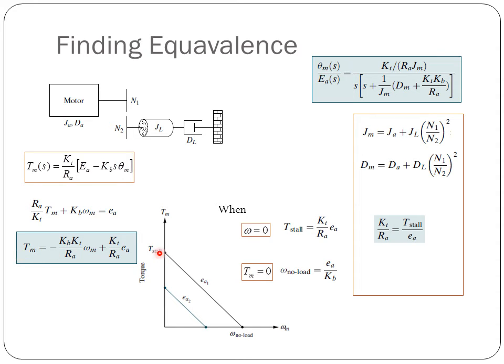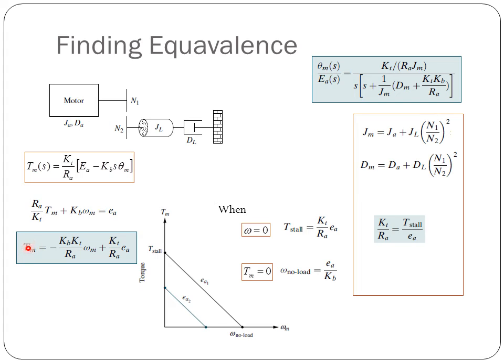Similarly, if we make the torque 0, for example by letting the rotor rotate freely, we will have 0 torque, and in that case we will get the maximum speed, which is called omega no load. When we let the rotor rotate freely, the torque will be 0 and the speed will be omega no load, and according to this equation we get omega no load is equal to Ea by Kb.